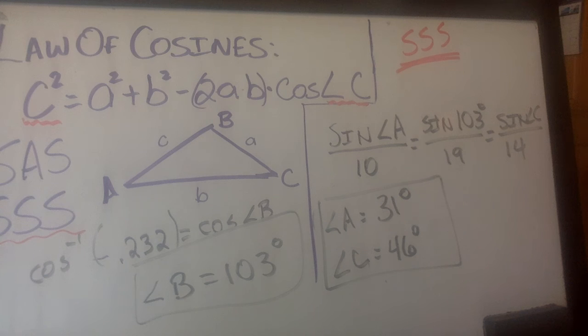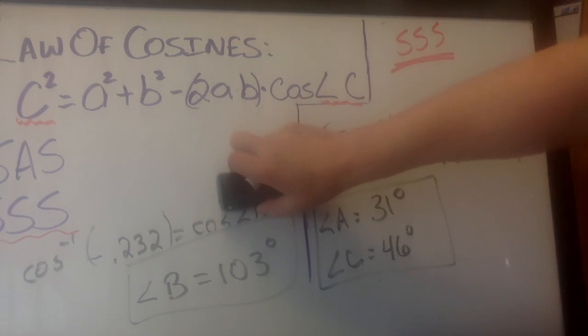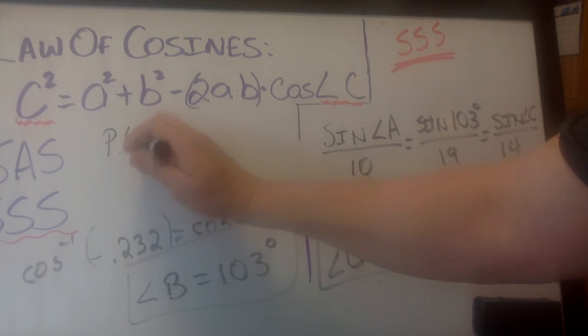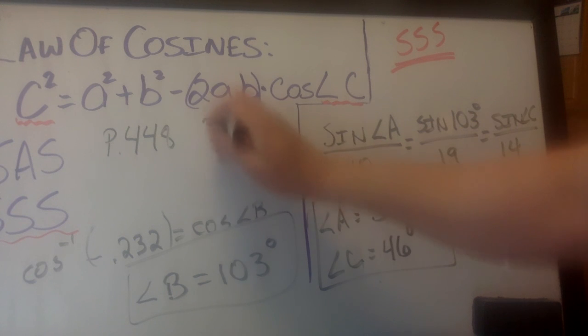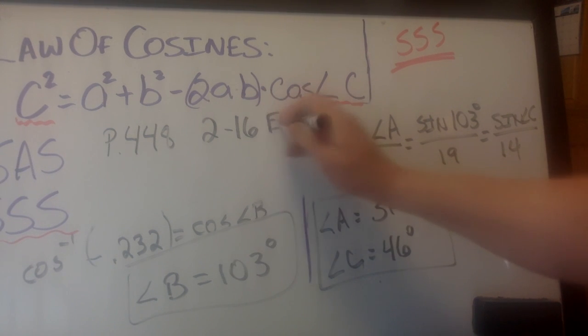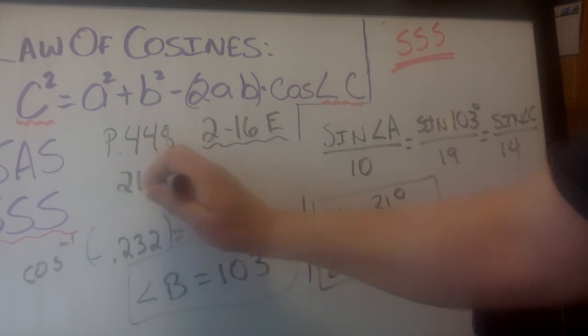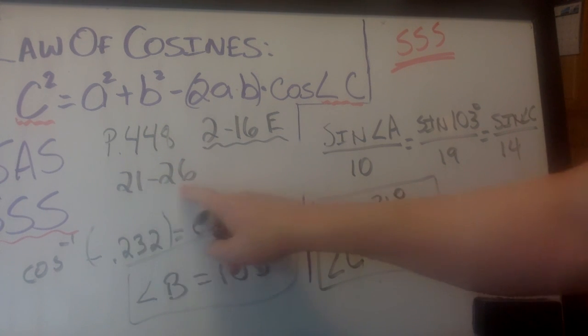All right, so your homework has changed just a little, nothing too major. It's still page 448. It says 2 through 16 and do the evens. And then I'm adding 21 through 26. All those are yes or no's. Do not worry about finding the area using Heron's formula. Do not worry about that.